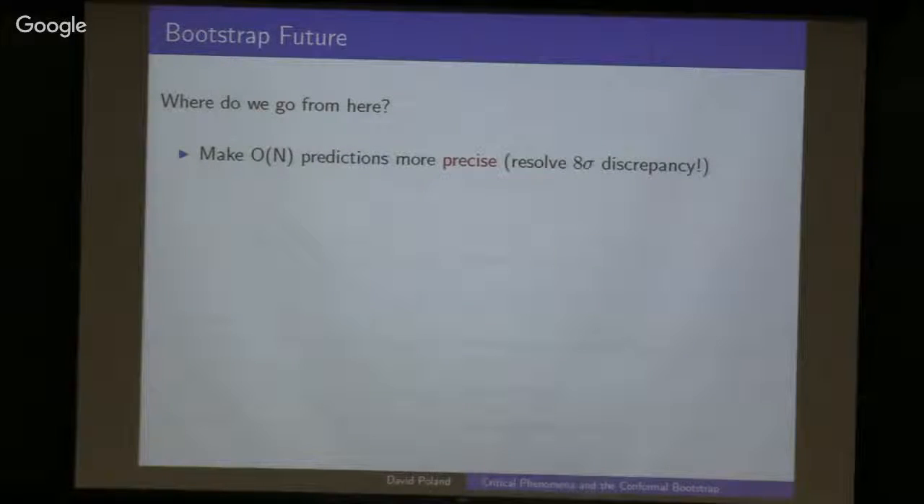Okay, there are many things to do. One obvious direction, as I said, is to make our predictions in the O(N) models more precise. We can try to resolve this 8 sigma discrepancy between Monte Carlo and experiment. We can also try to make precise predictions for other operator dimensions, which translate into subleading corrections, critical exponents corresponding to subleading corrections that can also be measured, though it's harder experimentally.